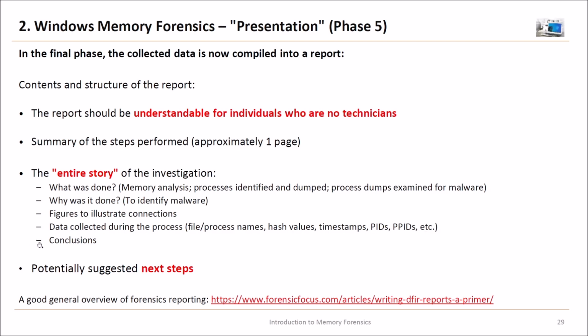And finally, of course, we could draw conclusions. Our conclusion was that the turbines or the centrifuges were attacked by a worm called Stuxnet that manipulated the Simatic S7. And then, of course, we should potentially suggest next steps. Suggested steps would here be to reinstall all the laptops in a clean environment, reinstall the Simatic S7 with cleaned laptops to clean all the systems from the malware. And a good general overview of forensics reporting you can find on this web page here. This gives you a good introduction to forensics reporting.